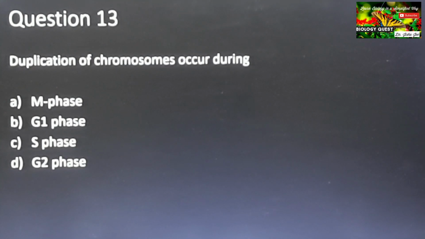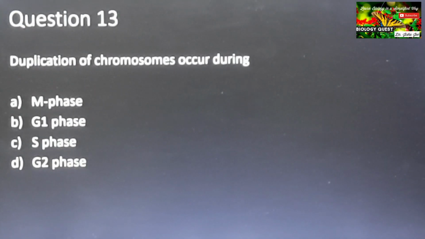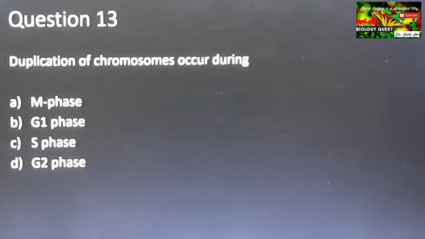And option D is the G2 phase, that is the second growth phase, which is the phase of interphase immediately before the M phase, or the cell division phase. So during G2 phase, the RNA and proteins necessary for cell division are synthesized, because the next stage is the cell division phase. So the cell is preparing for the next cell division stage in G2 phase.